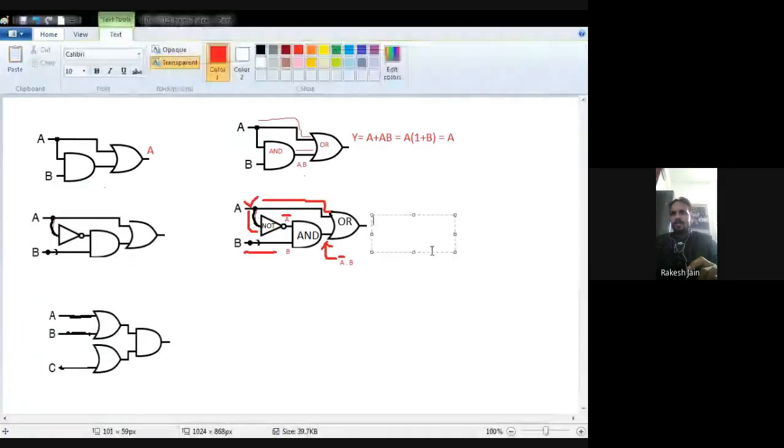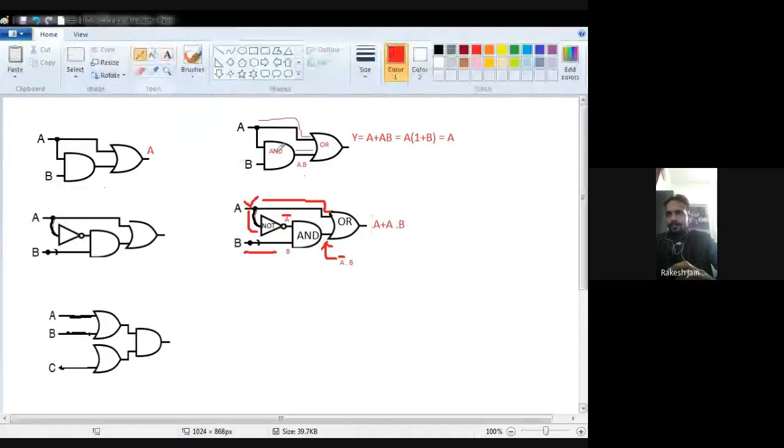So what will be the final output? The final output will be the first input A plus the second input, which is A bar B. So I write down A plus A bar B.